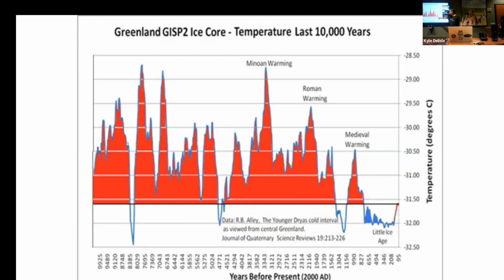So the baseline that the current narrative is pointing to, saying we have to go back to pre-industrial temperatures, is the coldest half a millennium in the past 10,000 years. And if we go back to that, Canada is uninhabitable with a society as large as this, because the growing season is going to be much, much shorter.